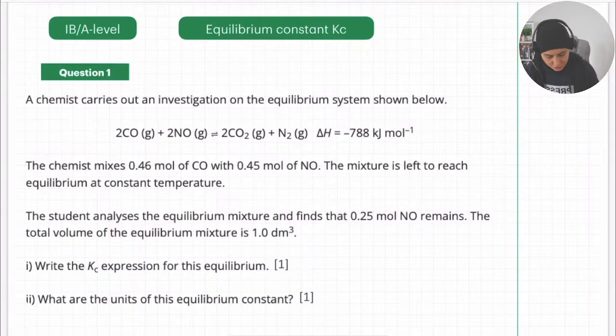Today we're going to solve questions on equilibrium constant as I promised last time. This lesson would work for both IB and A-level chemistry students. Let me just check that it's live. Yes, it is live. Okay.